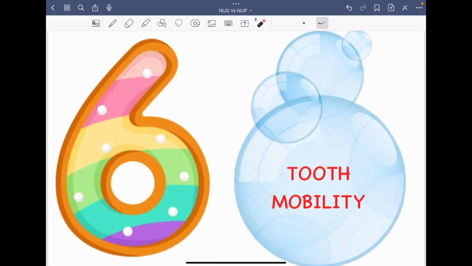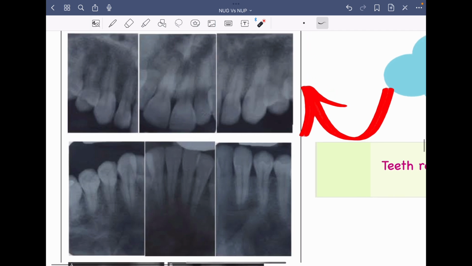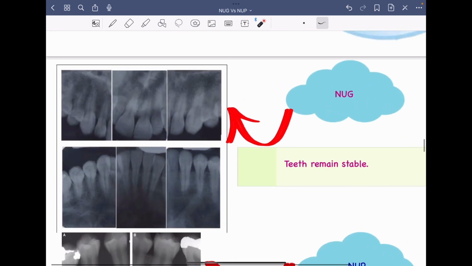Moving on further, let's differentiate NUG from NUP on the basis of tooth mobility. Here is a radiograph depicting NUG. Here you can see bone is intact, interdental bone is intact as well. Here you can appreciate there is no loss of alveolar bone height. The interdental bone is intact here. Therefore teeth remain stable in cases of NUG, because as discussed previously there is no involvement of alveolar bone. Only the gingiva is affected, which is involvement of soft tissue, so no bony changes are seen.